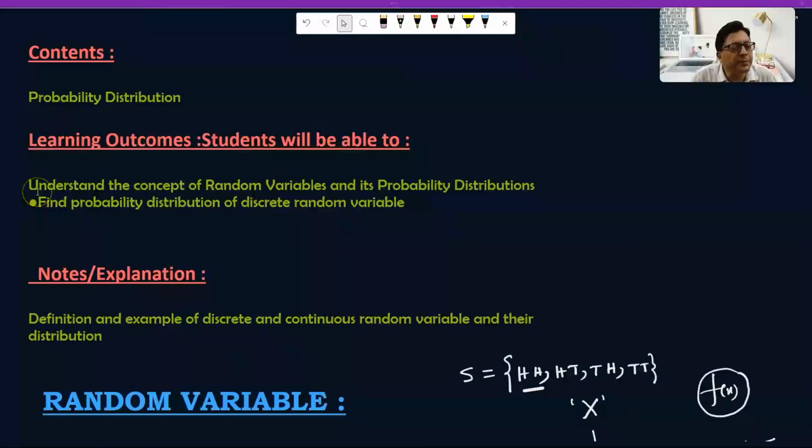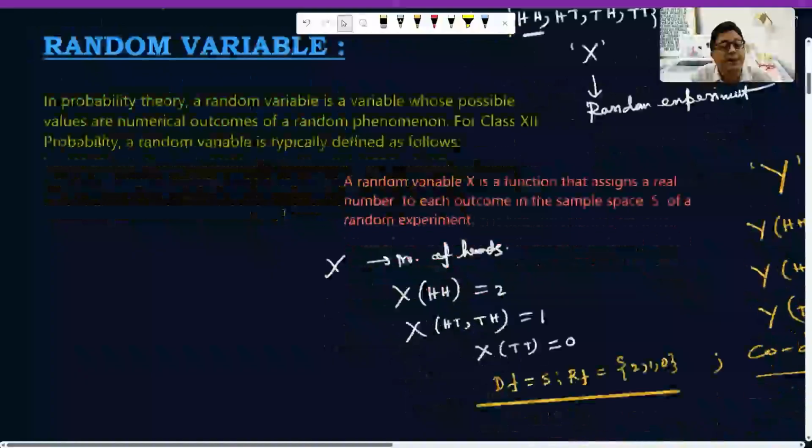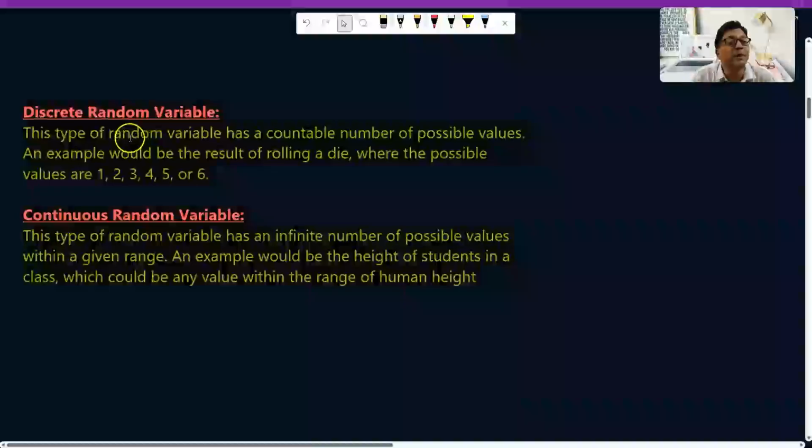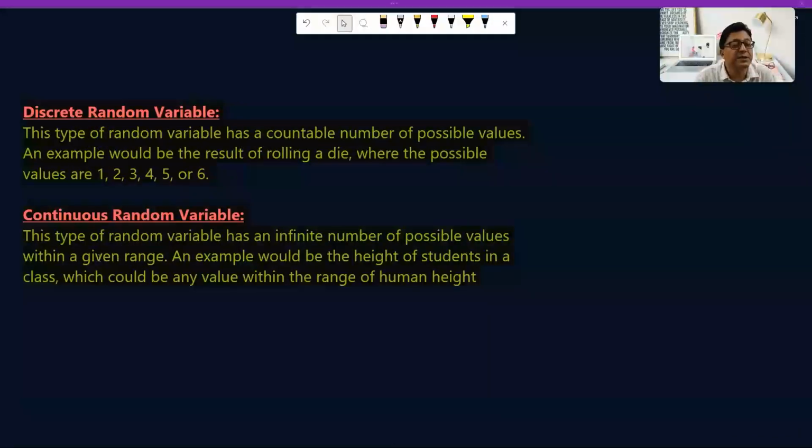Just showing you the syllabus for applied mathematics once more. Understand the concept of random variable and its probability distribution. Find the probability distribution of a discrete random variable. So random variable, you have just learned. What type of random variable is this? Let us learn. There are two types of random variables. One is discrete, the other one is continuous. A discrete random variable has a countable number of possible values. An example would be the result of rolling a die, where the possible values are 1, 2, 3, 4, 5, 6. This is a discrete random variable.